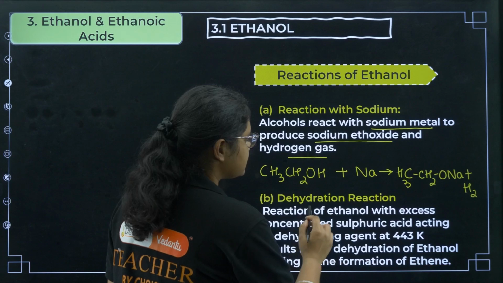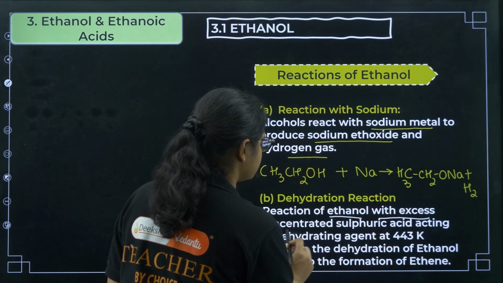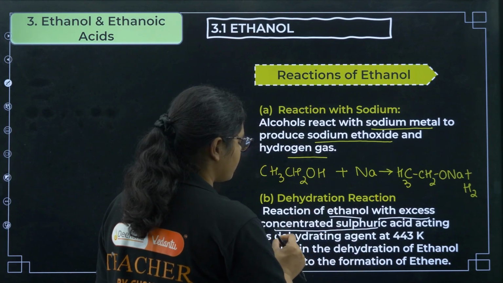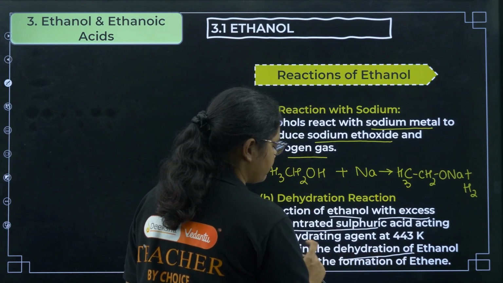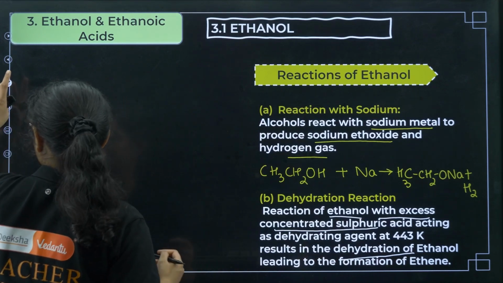Next, the dehydration reaction. The reaction of ethanol with excess concentrated sulfuric acid, acting as a dehydrating agent at 443 K, results in the dehydration of ethanol, leading to the formation of ethene. Now how can I show that reaction?